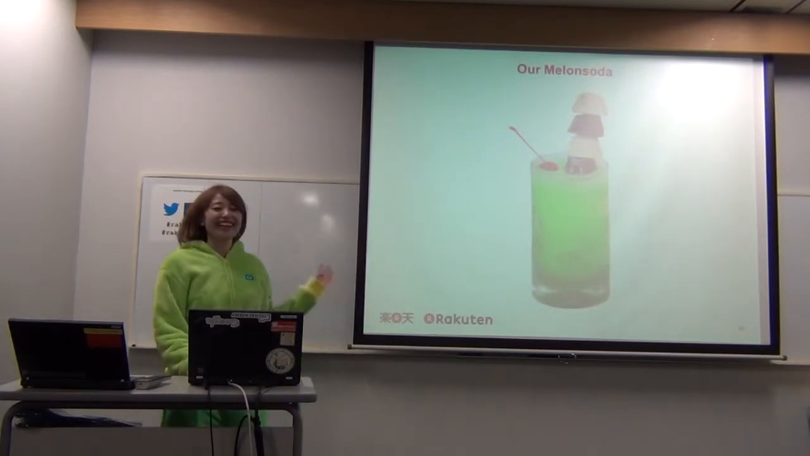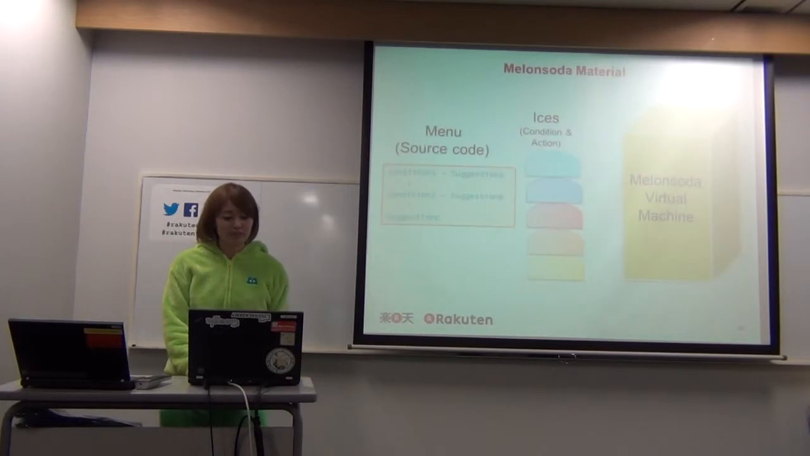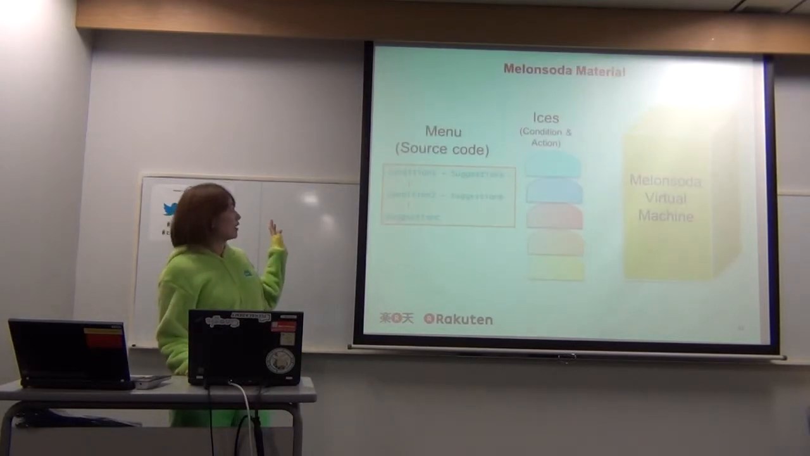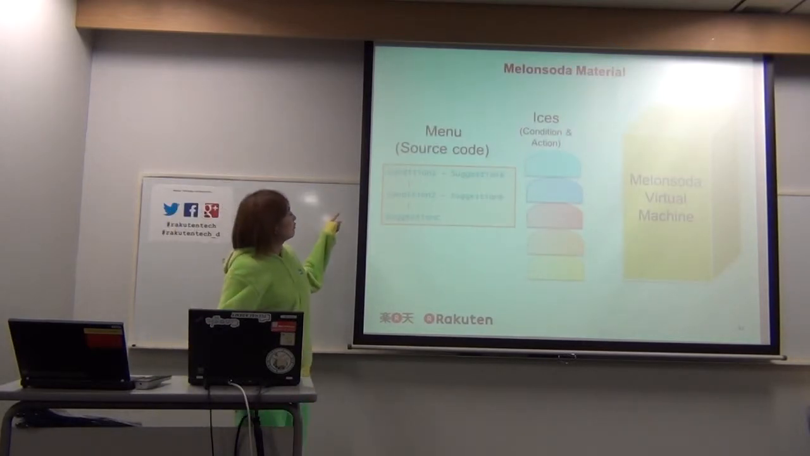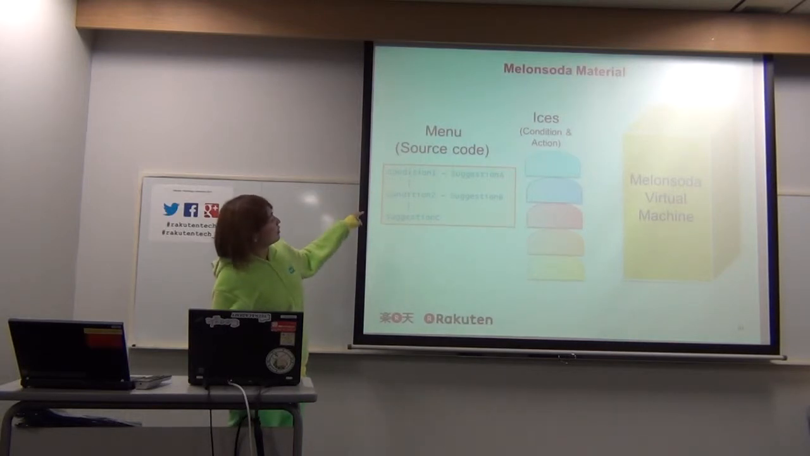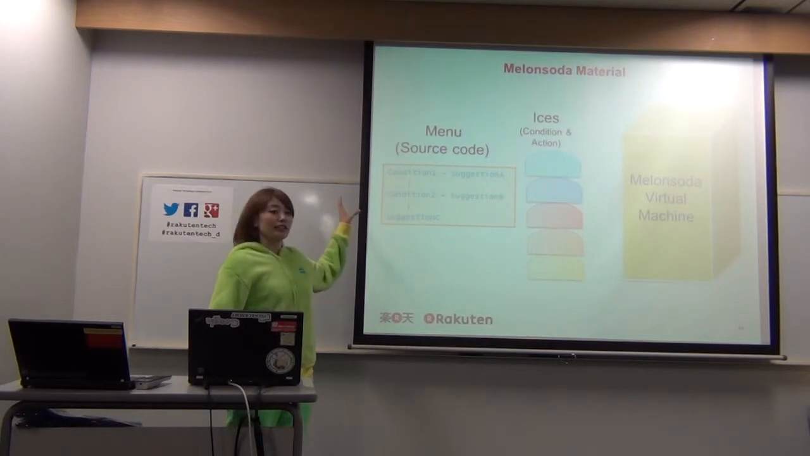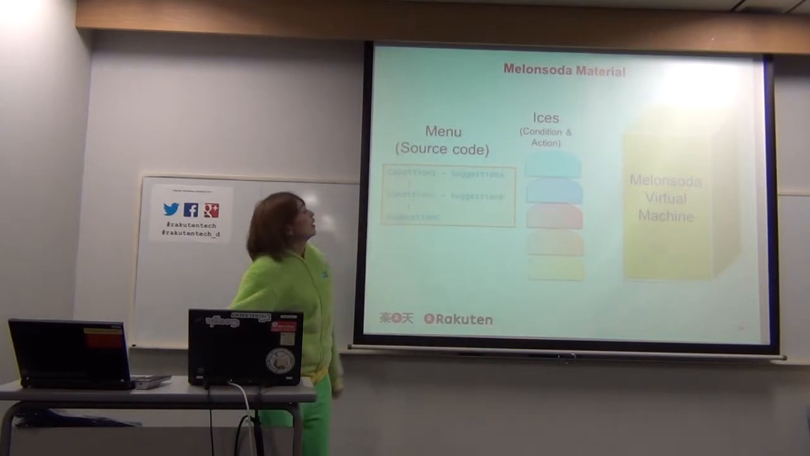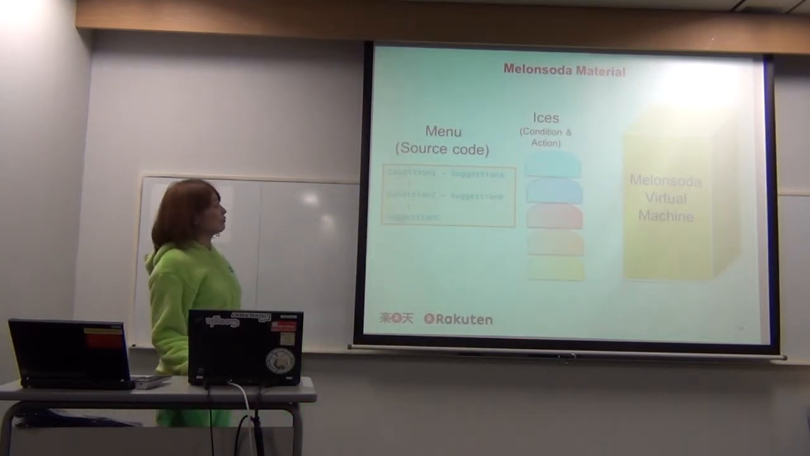I want to explain about the architecture. This is the Melonsoda material. First is the menu, which salespeople also can understand. This is the flowchart, and ICEs, and the Melonsoda virtual machine.